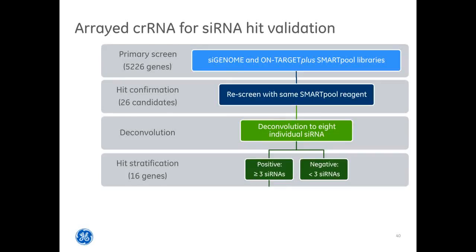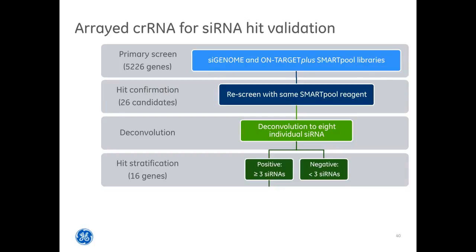So to illustrate that, here's a workflow diagram of the screen that I just described. So an siRNA screen with around 5,200 genes is carried out with 2 SmartPool siRNA reagents per gene. Following confirmation with positive hits, we narrowed down to 26 candidates. Again, that's where we rescreen with any reagent that gave us a hit in the primary. And we then deconvoluted each of those pools to their 4 component individual siRNAs, giving us 8 additional data points.